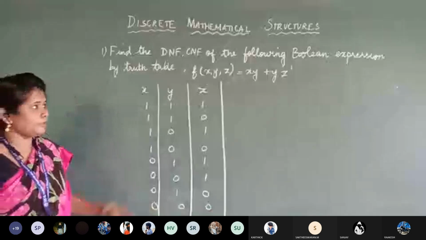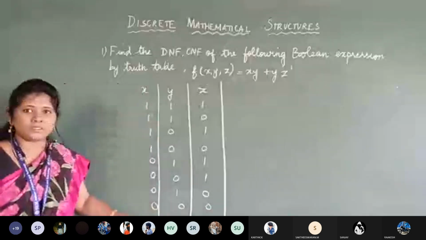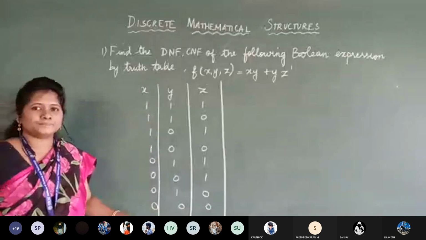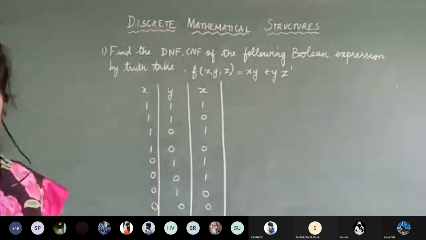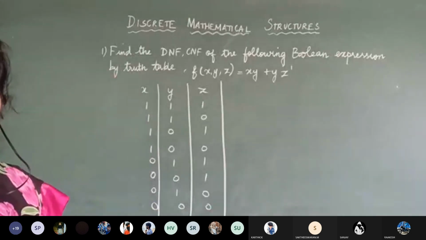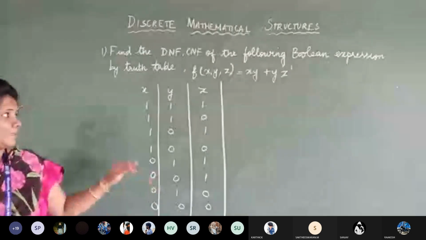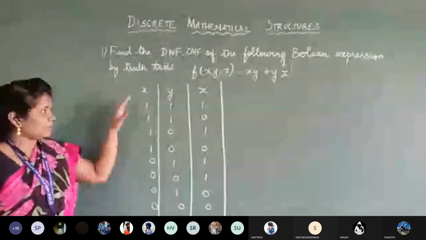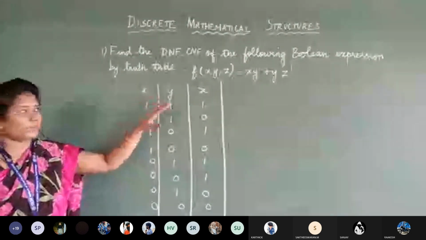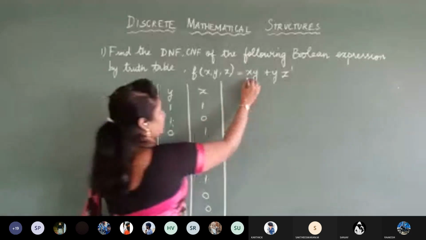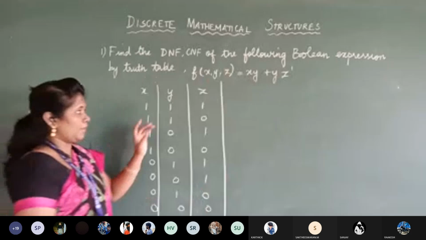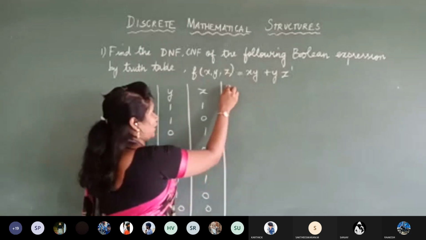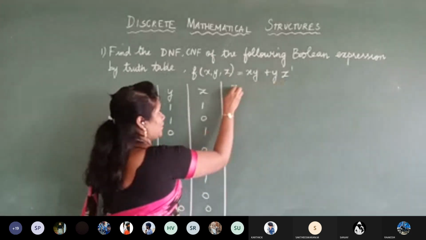Okay. According to your condition, you're able to see till here, isn't it? Yes, ma'am. Okay. So first I'm writing all the values for your x, y, and z. Next in your question, they've asked you xy plus y z complement. So first we'll find out your z complement.